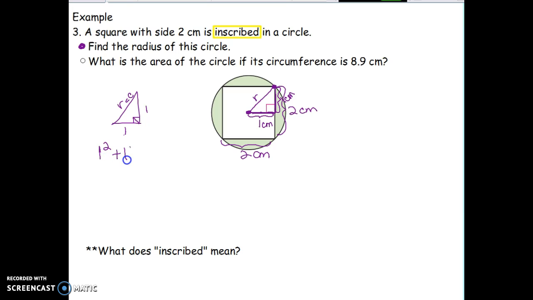1 squared plus 1 squared is equal to radius squared. 1 squared is 1. So 1 plus 1 is 2. And our last step, again, is just to take the square root of r. So r is equal to 1.41 or 1.4. So now we know what the radius is.